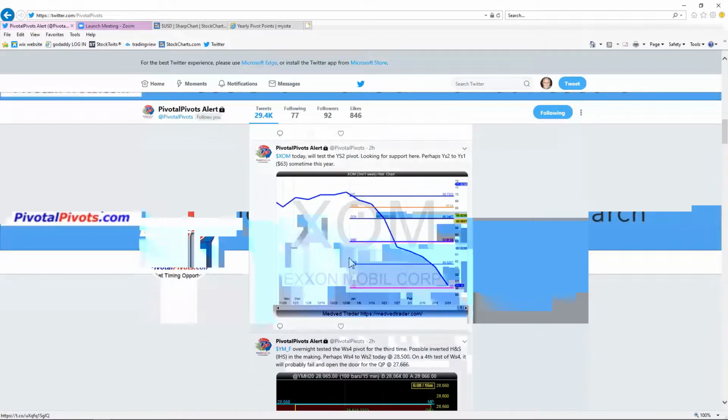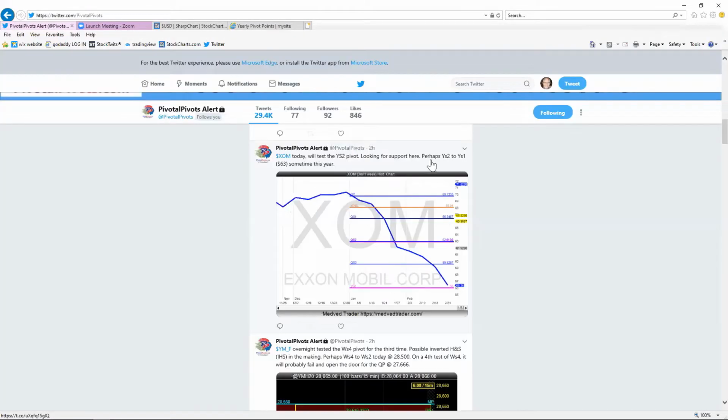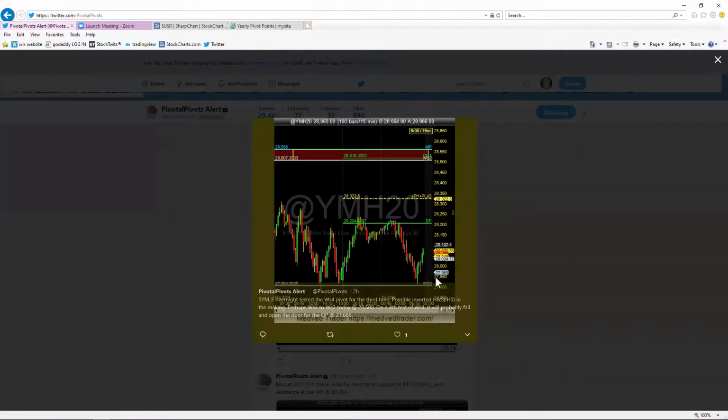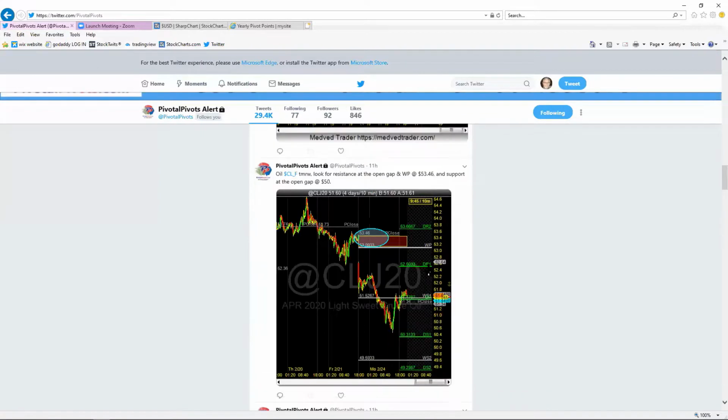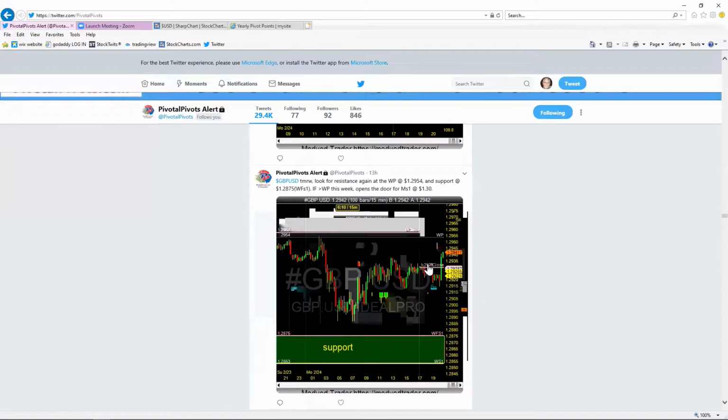For instance, ExxonMobil, I tweeted this morning, we're looking for a bounce here on the yearly S2 pivot, possibly back up to $63. So we're looking for support at 56. In my private Twitter account, I post private setups for my clients. And every night I do the futures. Here's the YM today. It's doing a little triple bottom on the weekly S4 pivot, looking for it to possibly come back to 28,500 today. I do a lot with futures, Bitcoin, oil, Nikkei. This is what I post for my private clients, and where to buy and where to sell, basically.